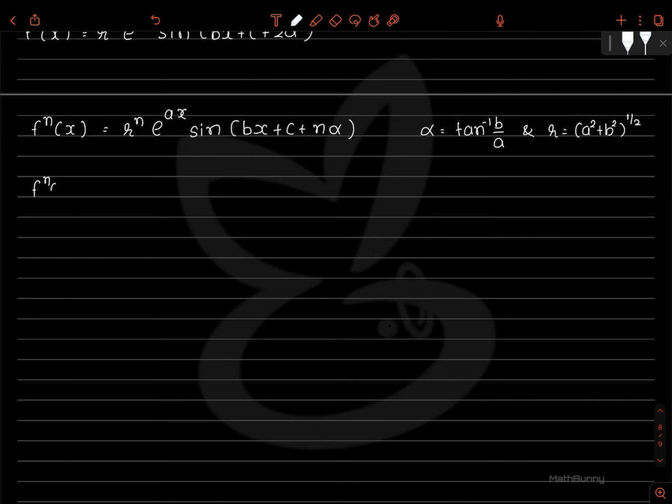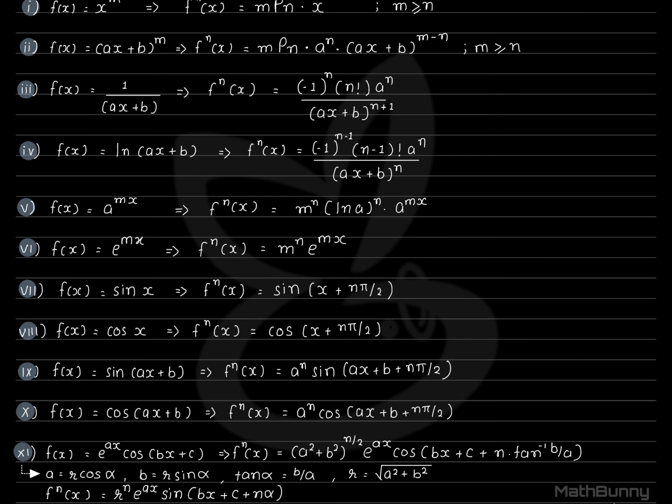So the nth derivative is a square plus b square raised to n upon 2 into e raised to ax into sin bx plus c plus n into tan inverse b upon a. You can see on the screen, these are all the equations that we have derived. We will use them as formulas to solve the questions.